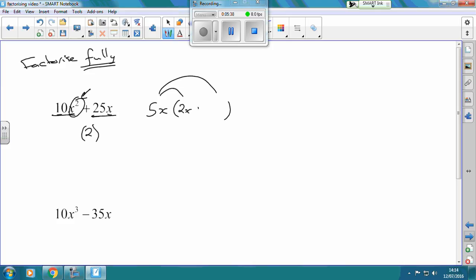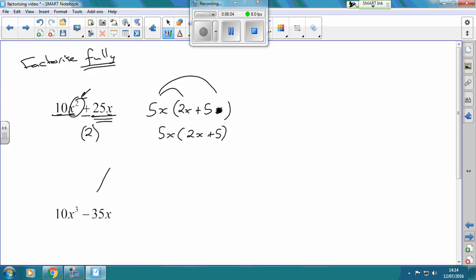Now, 5x times something makes 25x. So let's stick the plus sign there because there's a plus sign there. So 5 times 5 makes 25. But we don't need any more x's. If we put an x here, 5x times 5x would be 25x squared. But if we have a look at the question, it's just 25x that we need. So we don't have that there. So the answer is simply 5x bracket 2x plus 5.